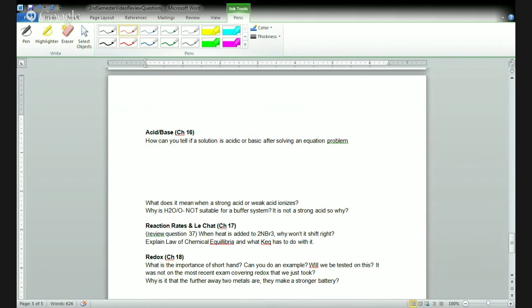The general rule of thumb is that we know a pH of 7 is neutral. So if your pH is less than 7, that means you're acidic. If your pH is greater than 7, that means you're basic. And if your pH is exactly 7, that means you're neutral. So that's one way you can figure it out, is just kick it into pH. If it's less than 7, it's acidic. If it's more than 7, it's basic.